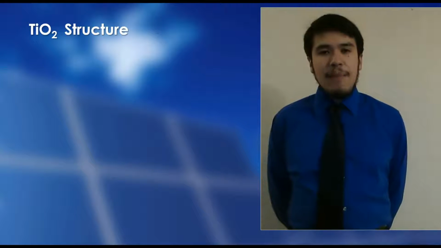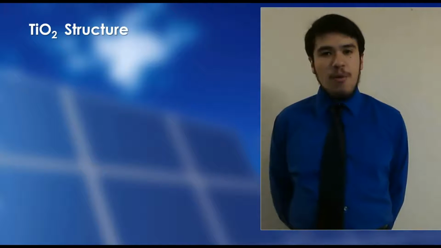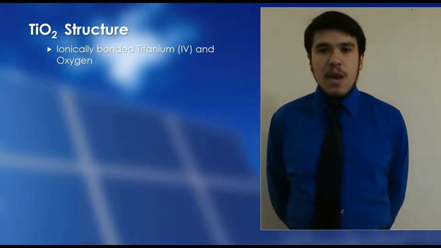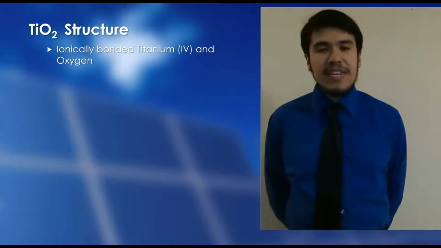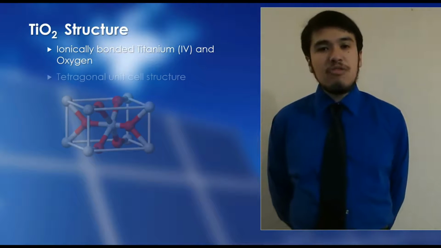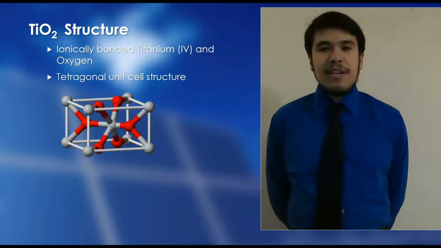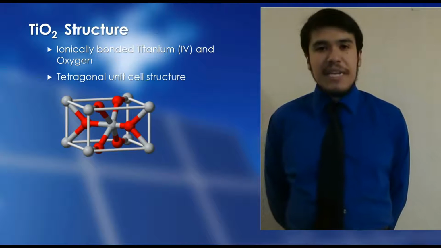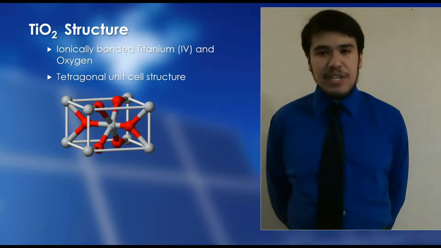It is a compound that is comprised of titanium-4 and oxygen atoms, which are ionically bonded. One titanium atom is bonded with 6 oxygen atoms. It usually has a tetragonal unit cell structure. Considering its composition, it has a similar valence electron structure to that of oxygen, which means that its furthest electrons are in the p shell.